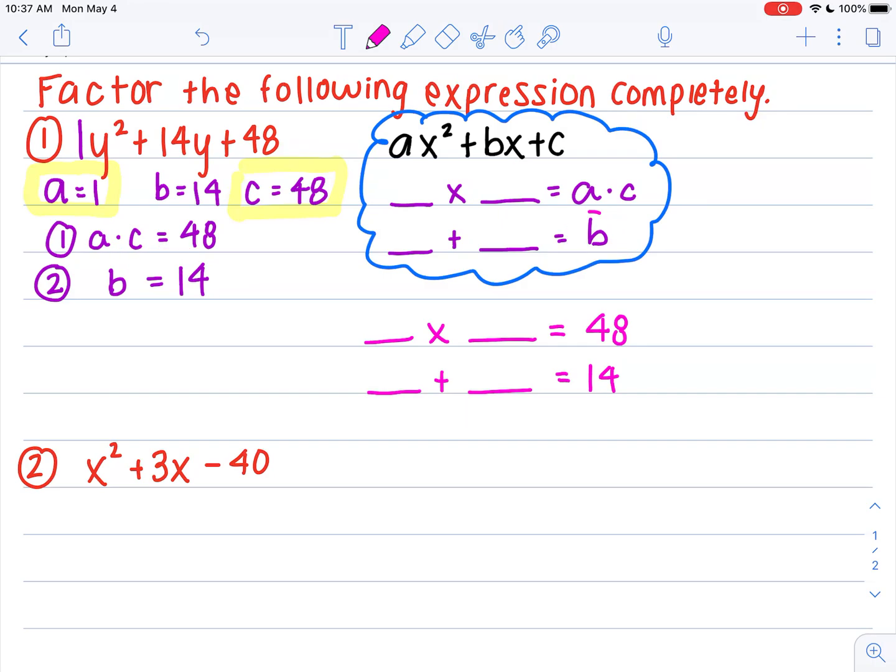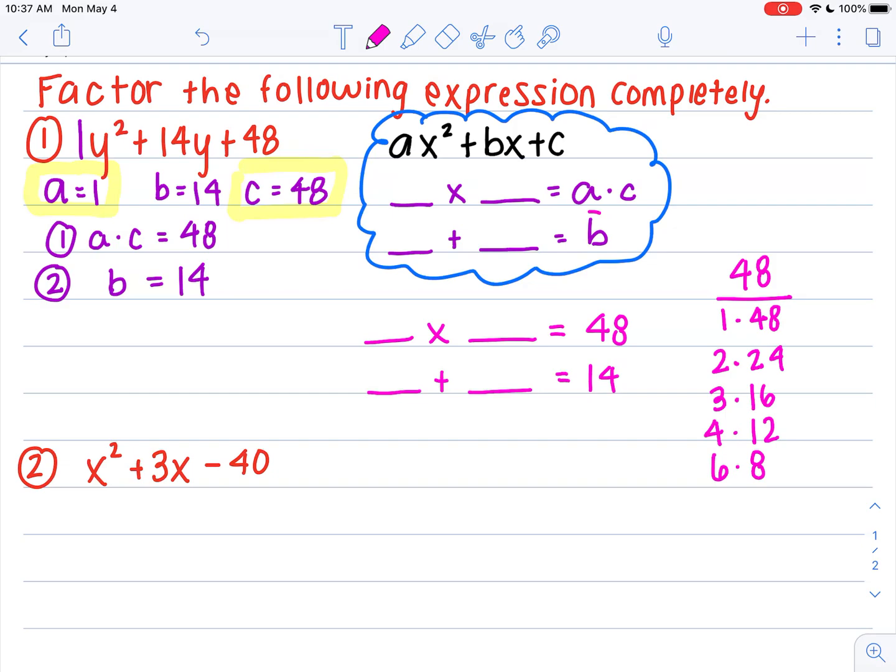All right, so the first thing we need to do is find something that multiplies to 48. So what things multiply to 48? Well, we have 1 times 48, right? We have 2 times 24. Okay, I'm going to use my calculator. 48 divided by 3 is 16. Yes, 3 times 16. 4 times 12. And we have 6 times 8.